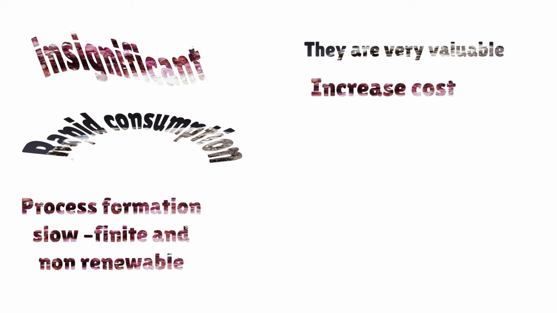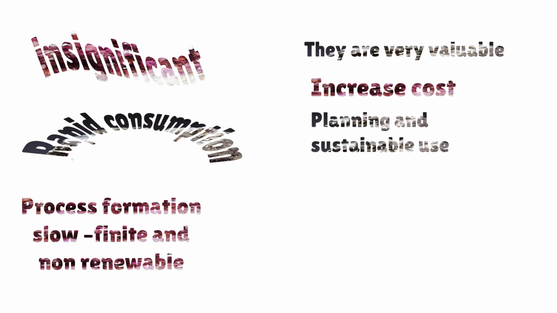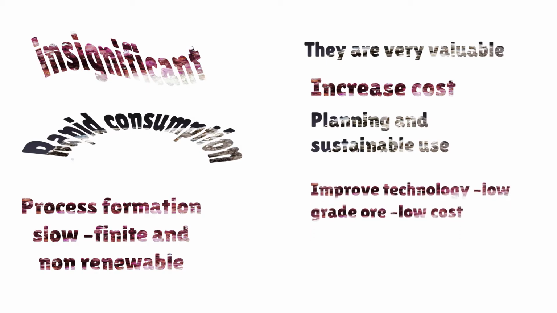Increased cost. So when we are extracting, that involves a lot of money. Planning and sustainable use. Again, we have to plan. We have to use various planning measures and sustainable use so that it will be there for future generations. Improve technology and low-grade ore and low cost. So there are ores which are not of high quality. We can use them with improving of the technology. Our IIT students can come up with new solutions with less amount of money involved. Recycling of metal, use of scrap metal. So with recycling, we use the recycled stuff so that we don't need to extract more minerals.